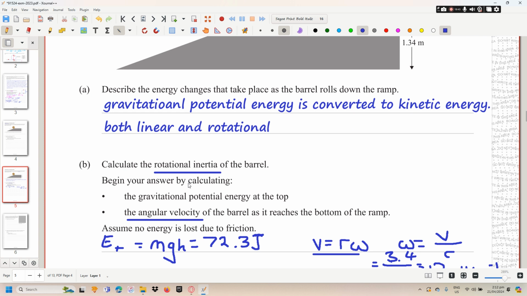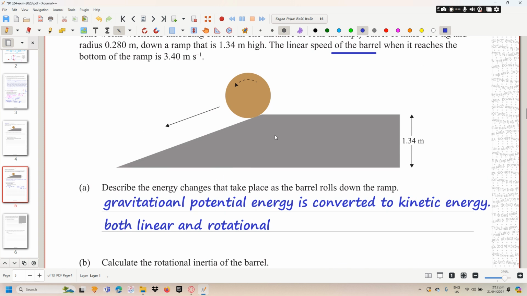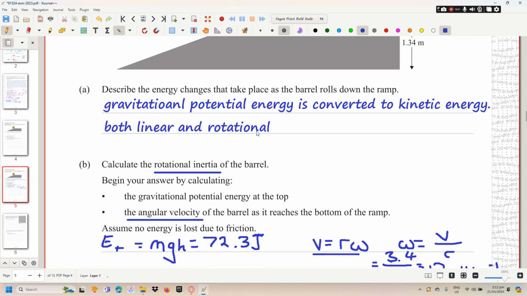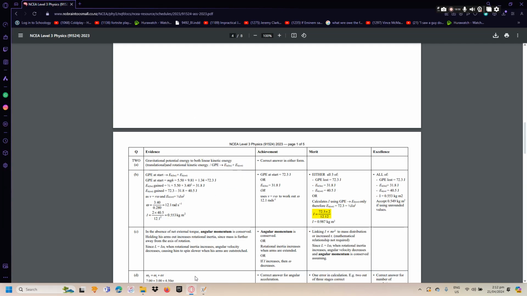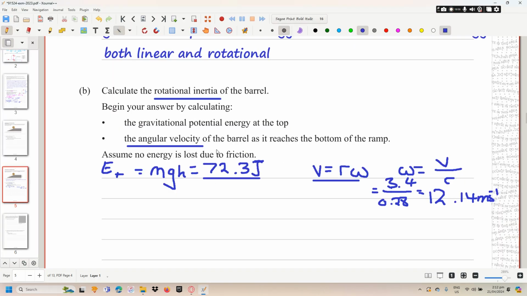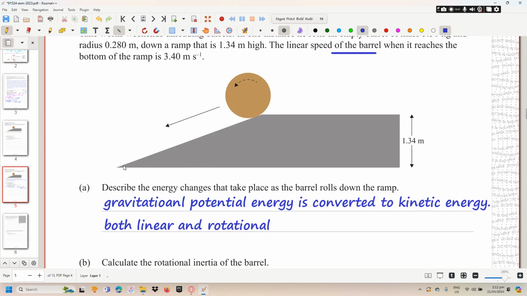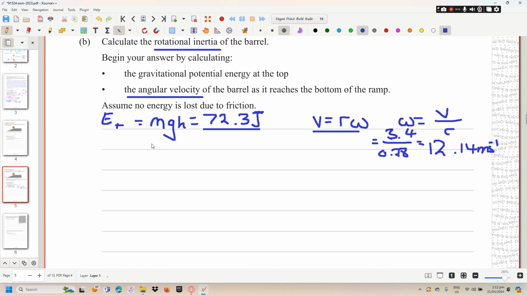Remember, rotational inertia is a measure of how difficult something is to roll. And so we have information. We know a bunch of stuff. The total energy of the system is 72.3 joules. Here it is, 72.3 joules. And at the bottom, here's the barrel at the bottom, there is no gravitational potential energy, assuming this is on the ground. You made that assumption.